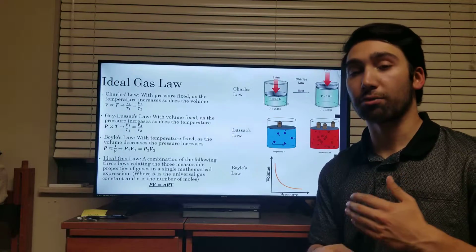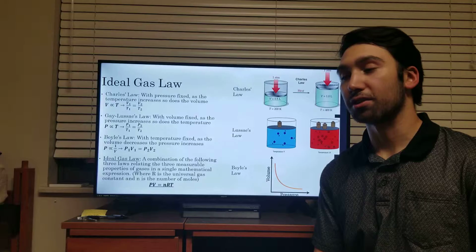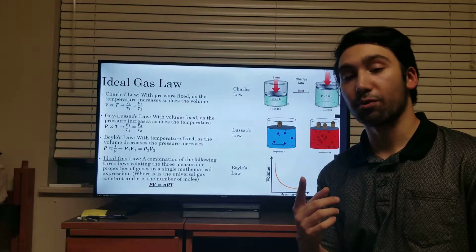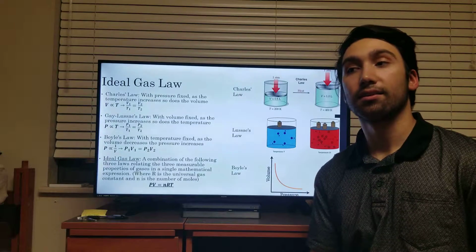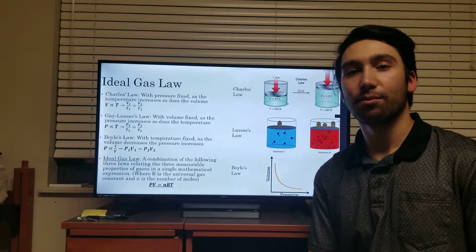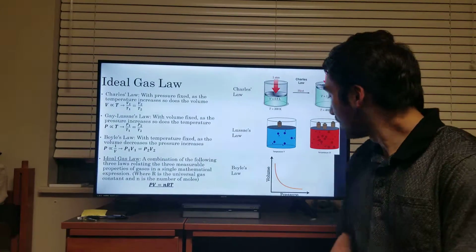And now when we take those 3 laws and combine them, we get the ideal gas law. PV equals nRT, where n is the number of moles of gas that we have, the amount, R is the universal gas constant, P is the pressure, V is the volume, T is the temperature.